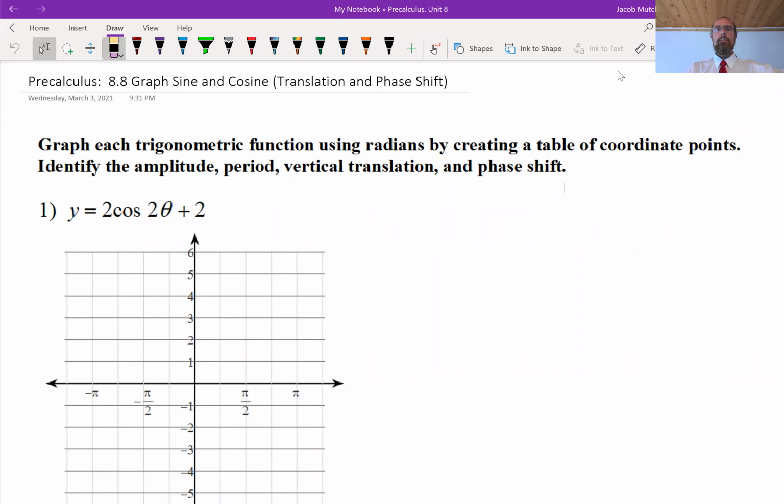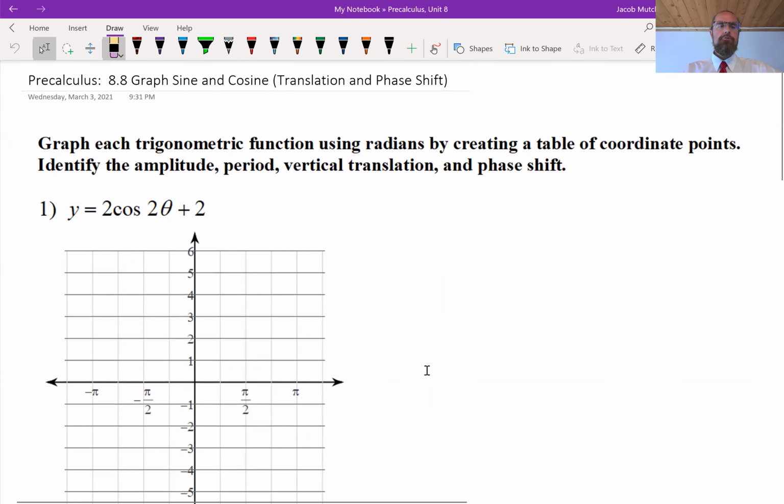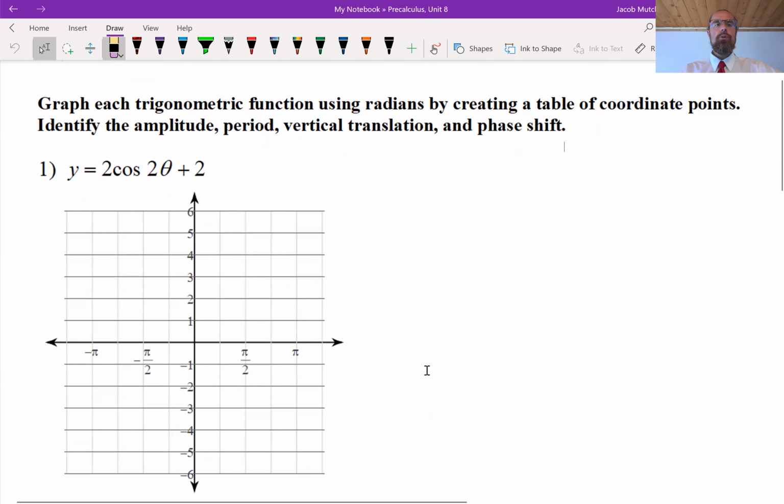Welcome to Pre-Calculus. Today we will investigate how to graph sine and cosine, where we see some kind of translation and phase shift. We'll take a look at two examples. Our first example is this trigonometric function y equals 2 cosine of 2 theta plus 2. So we want to start off just by graphing this function.